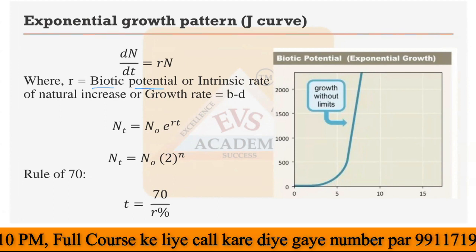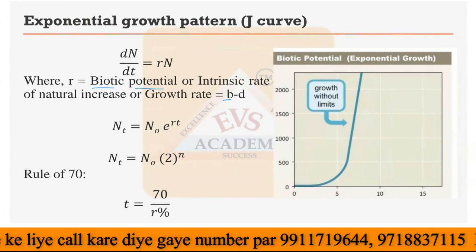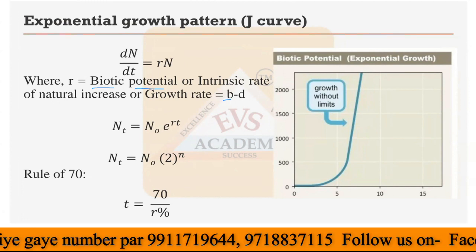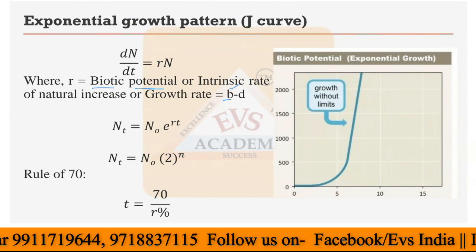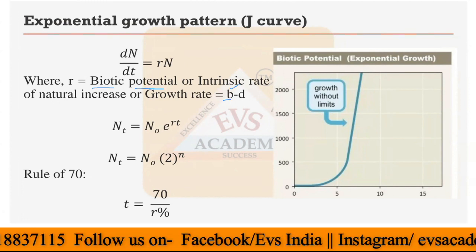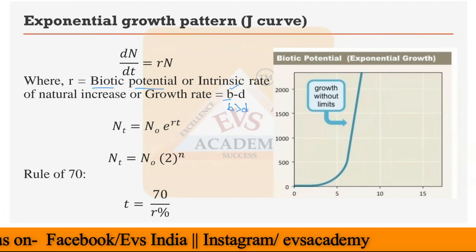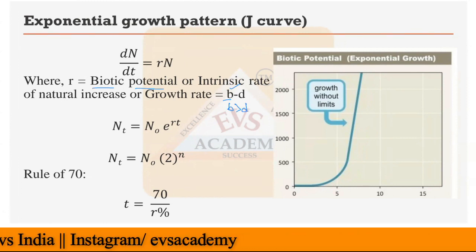So how to calculate it? You just have to subtract these two: birth rate minus the death rate, and birth rate should always be higher. It should be greater than d, then only growth takes place. If the death rate is higher than the birth rate, then there would be no growth. So that is how this is defined.